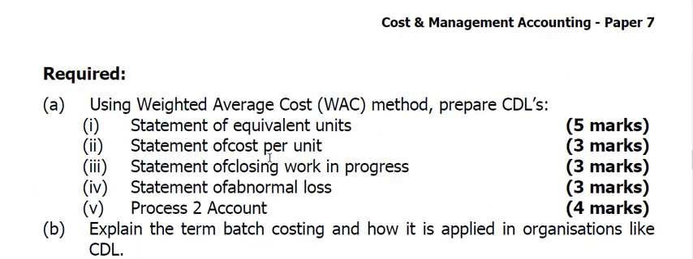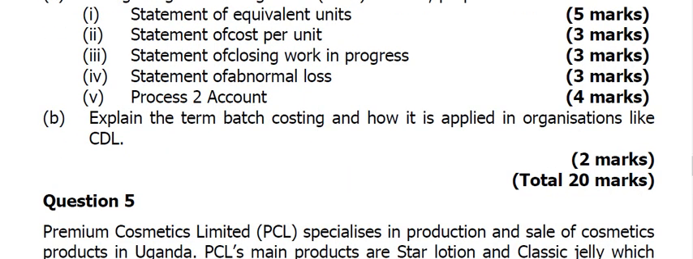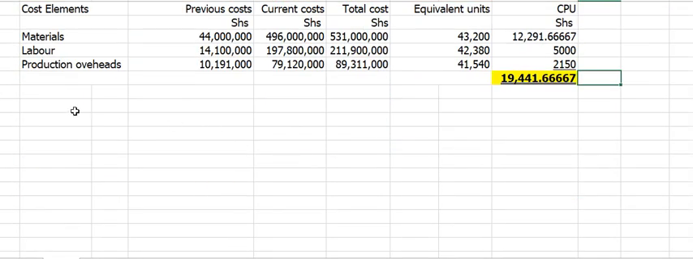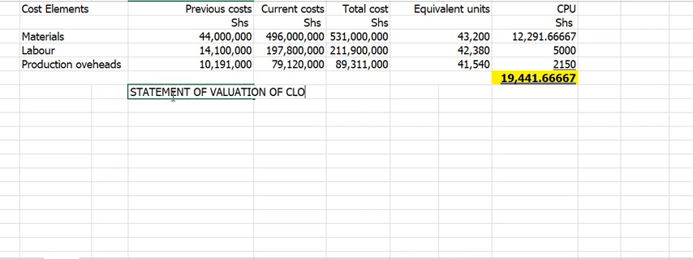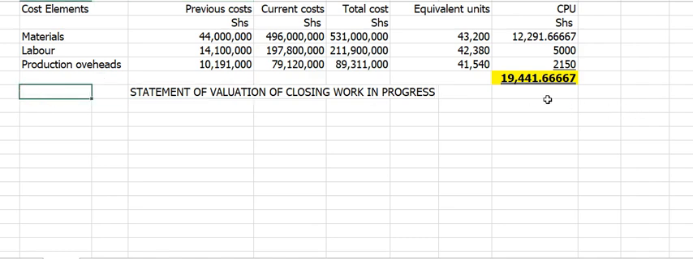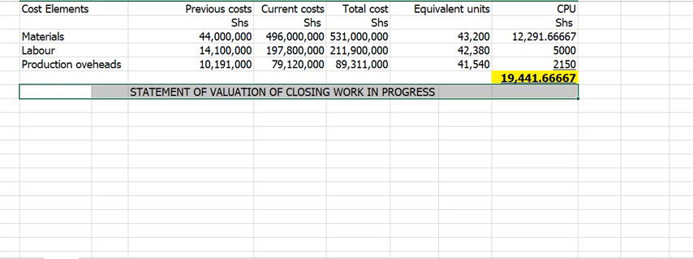Second question, statement of closing work in progress. So they want you to come up with the value of the closing work in progress. So let's come up with that as well. Statement of valuation of closing work in progress.